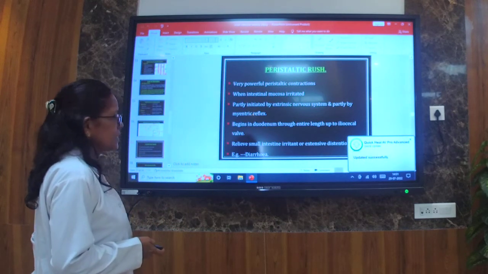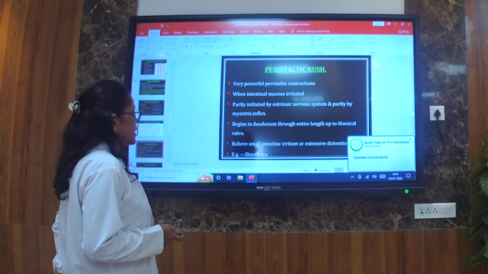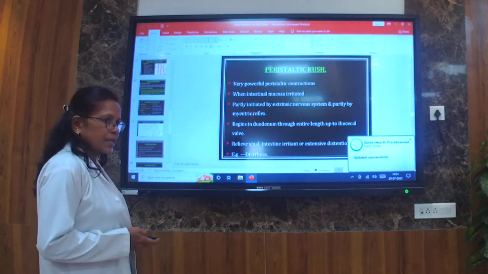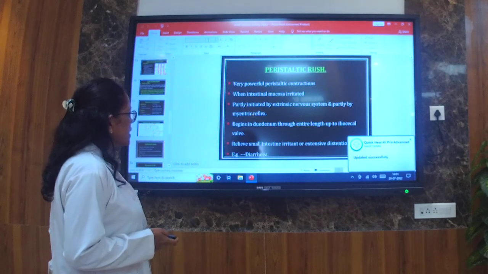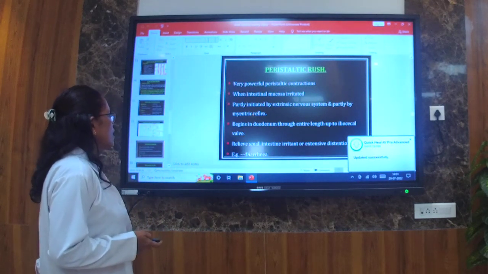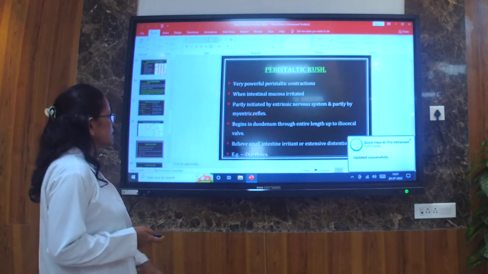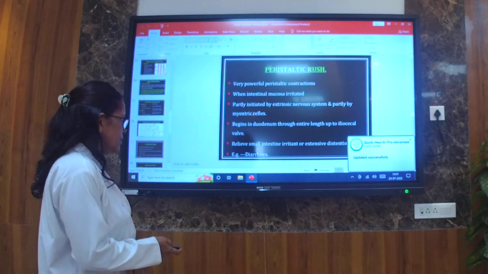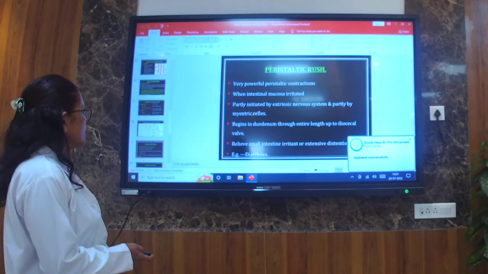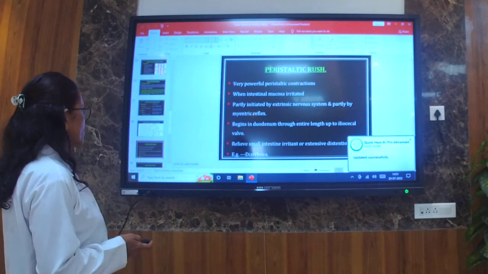Then what is peristaltic rush? Peristaltic rush is a very powerful peristaltic contraction, and when the intestinal mucosa is irritated, then this peristaltic rush is present. It is partly initiated by the extrinsic nervous system and partly by the mesenteric reflex.